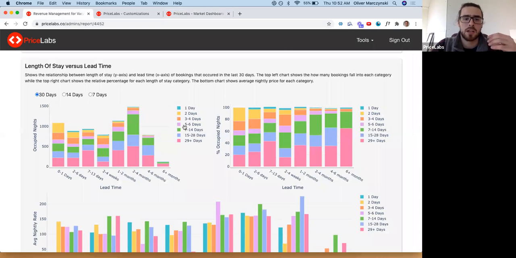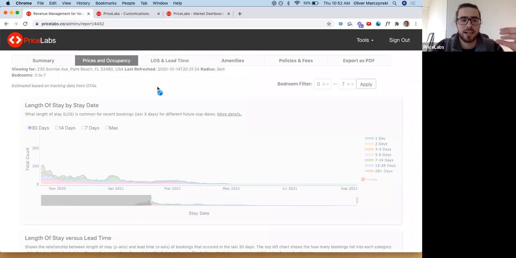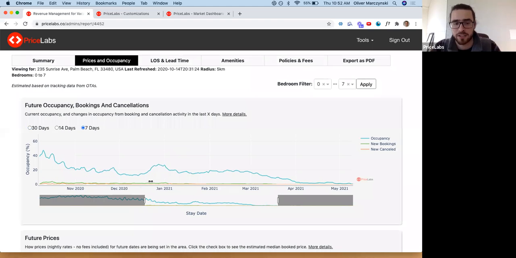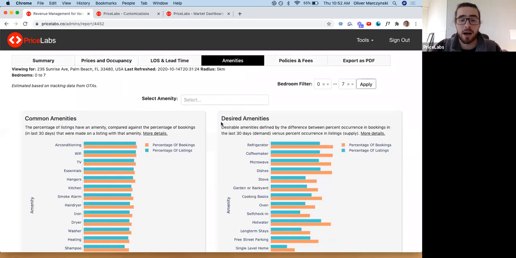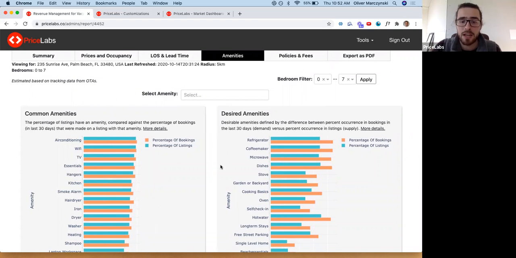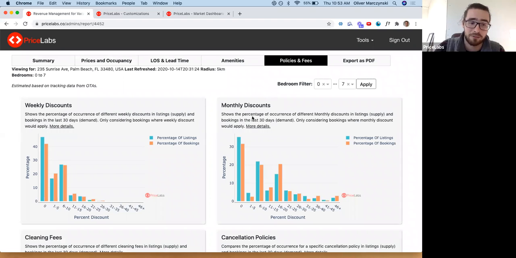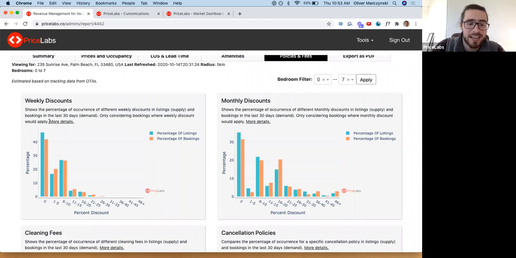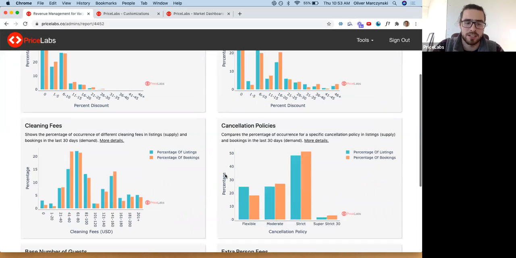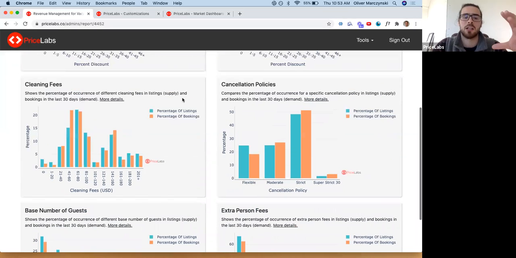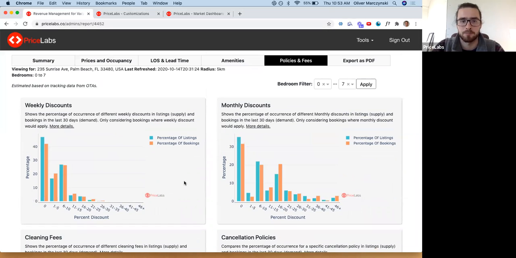And if we look into this dashboard, lots and lots of information for things like length of stay and lead time, upcoming prices and occupancies, what new bookings came in the last 30 days or the last 7 days, what dates are getting cancellations, lots of data on amenities that are both popular in your area, amenities that are in high demand, and then honestly, I think this is super important, the different policies and fees that people have in your area. So this is typically tough to find. Here you can see, hey, what weekly and monthly discounts are other hosts offering? What weekly and monthly discounts are guests actually booking with this orange line? And then also different cleaning fees, cancellation policies, extra person fees. So all of those policies, we have a lot of data on these, and these would also update on a daily basis here.